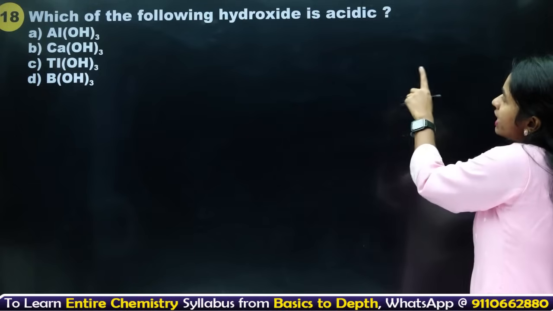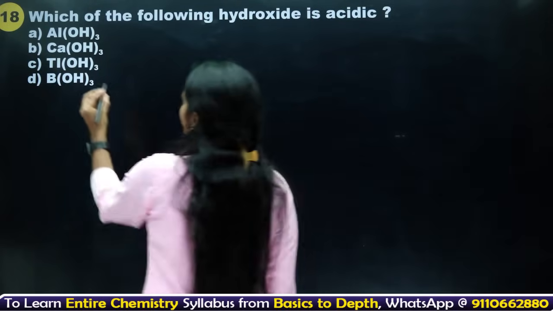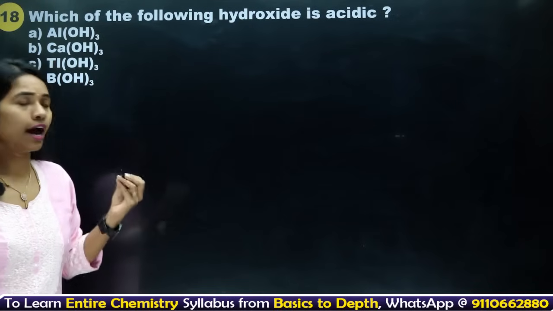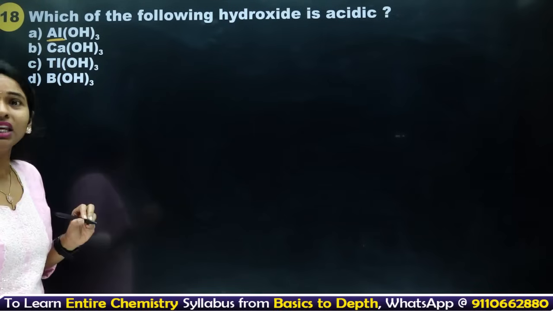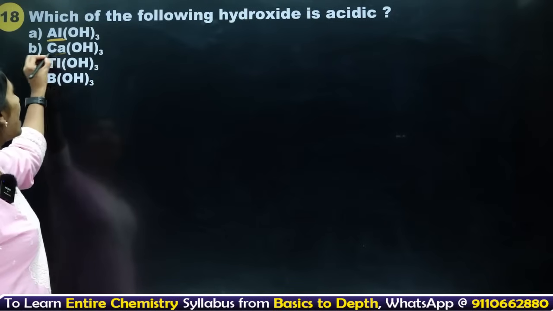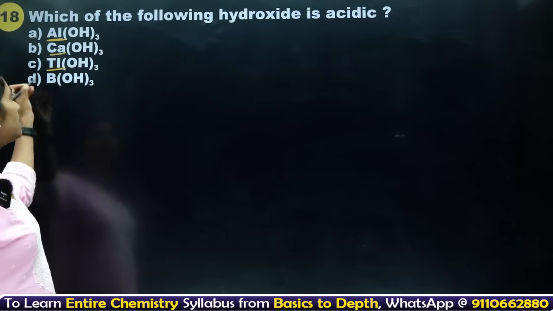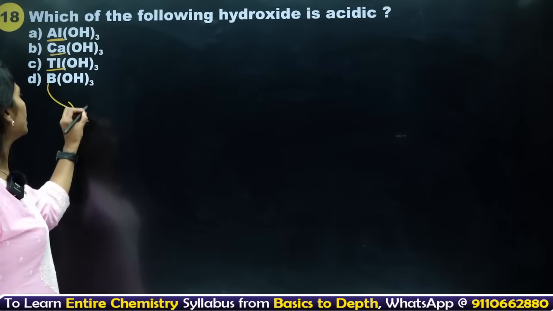Which of the following hydroxides is acidic? See this hydroxide, OHs are there, which means hydroxide. See this hydroxide. This is a metal hydroxide. Aluminium is a metal. Okay, calcium is a metal. Thallium is a metal. Boron is a non-metal.